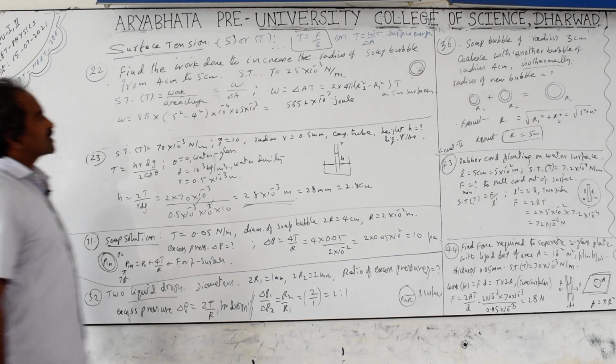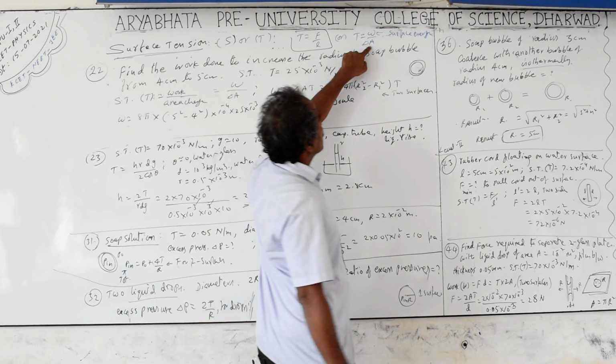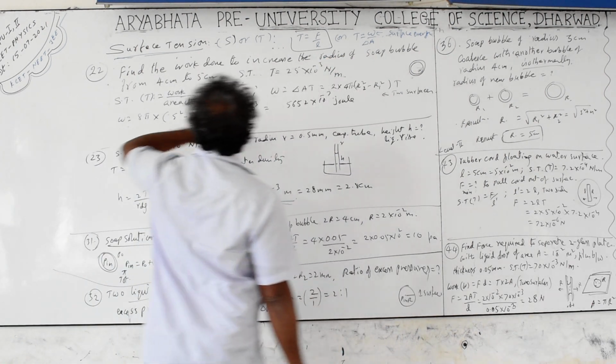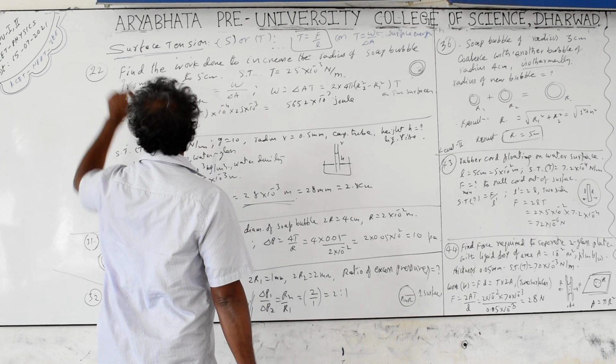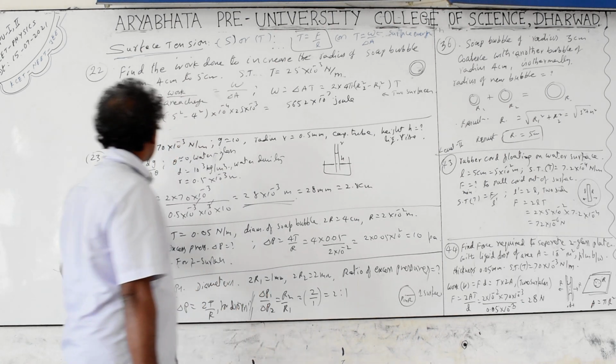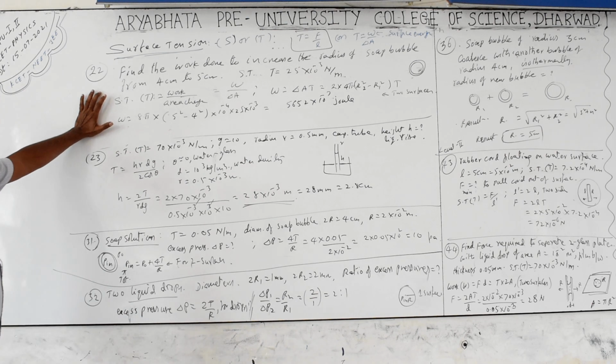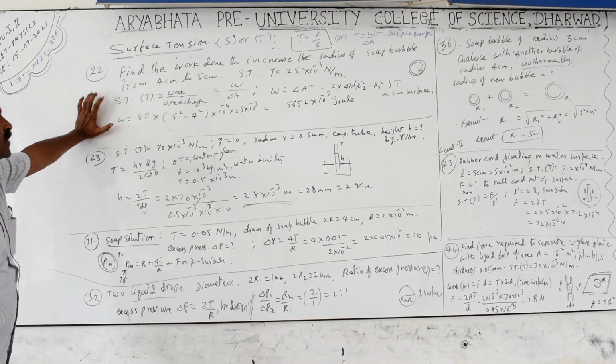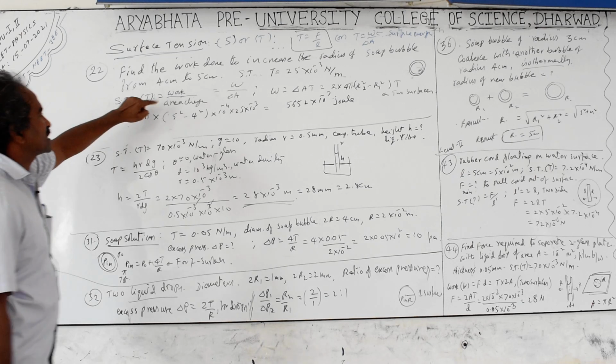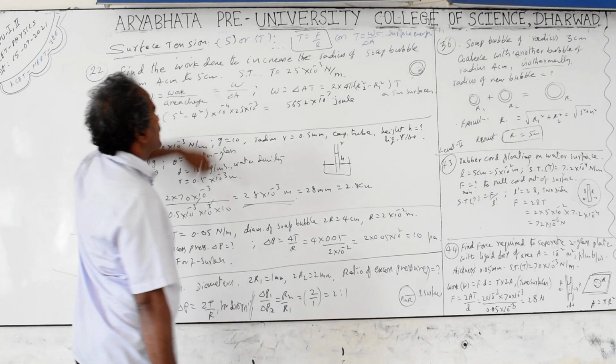The surface tension is also defined as work per unit increase in area. So this is the 22nd problem. Find the work done to increase the radius of the soap bubble from 4 cm to 5 cm. The surface tension of the liquid is given as 25 × 10⁻³ Newton per meter. Surface tension can be taken as force per length or work per area.